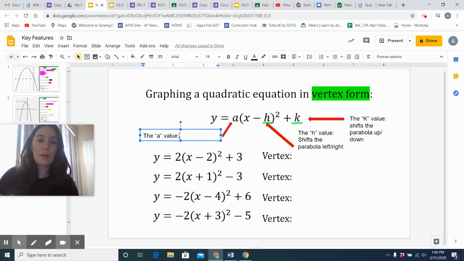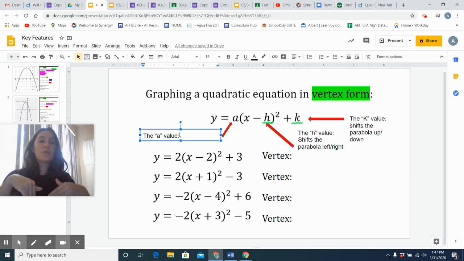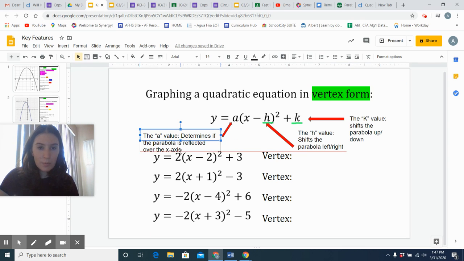And then the other part of the vertex form is our a value. If you remember the frowny face or the smiley face, the a value tells you which way your graph is going to open up. So the a value determines if the parabola is reflected over the x-axis. I think that looks good.